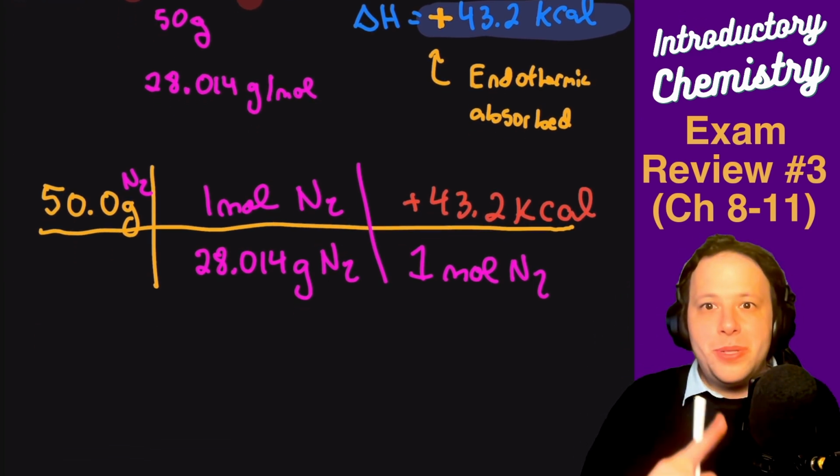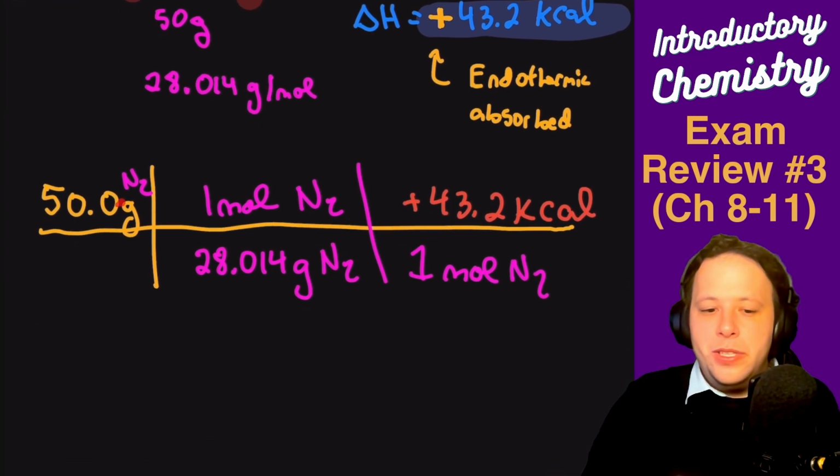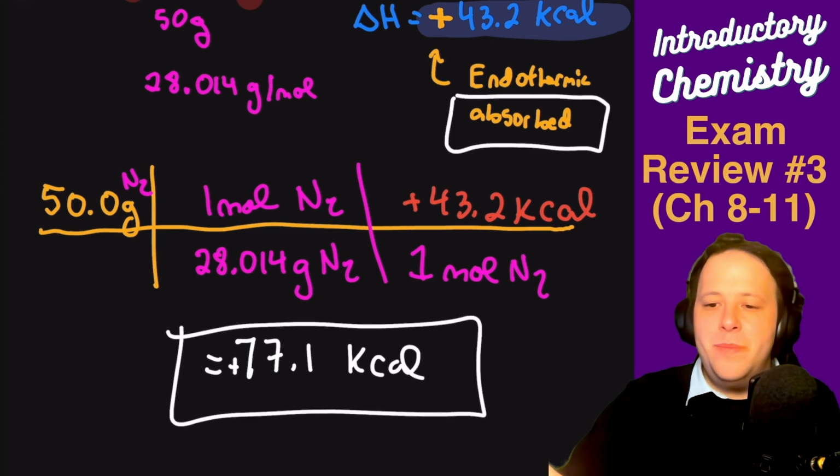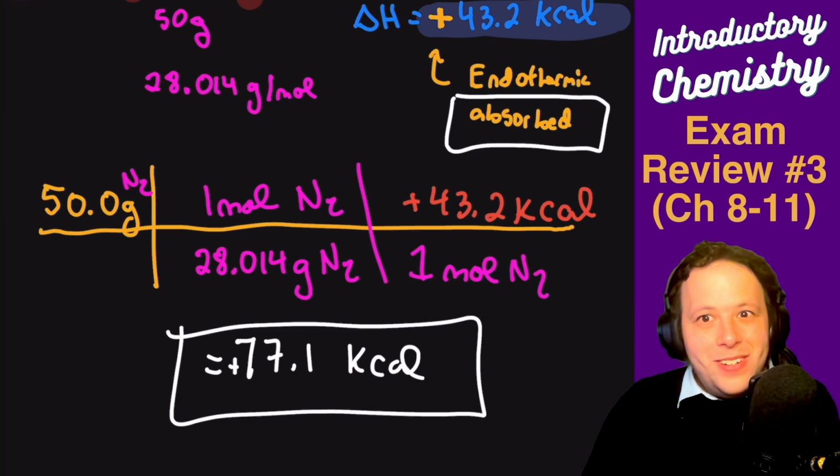So what we'll do is take 50, multiply that by the 43.2, and then divide it by the 28.014. When we do that, we're going to get a positive 77.1 kilocals as our answer. So it was absorbed, and we had 77.1 kilocals as our answer.